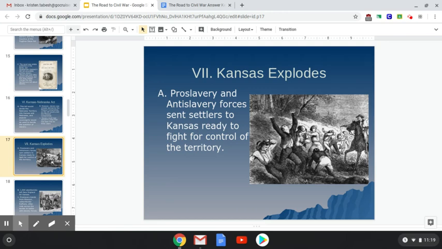So obviously being able to claim that your territory was free, or if it was a slave state, that was what they were fighting for, being able to determine that for the territory that they lived in.